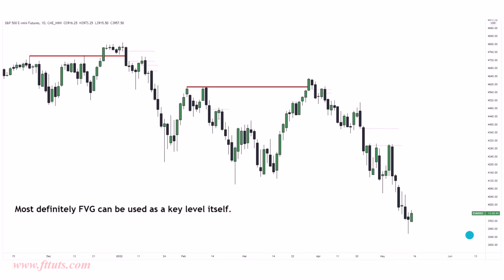But you could also use fair value gap as a key level itself. Okay, so you don't need to focus on the order blocks. Okay, you can just say I'm only going to focus on the fair value gaps. That's it. To be consistently profitable, you don't even need to know all about order blocks. Fair value gaps is really enough. If you can identify fair value gaps as key levels, then you could already be profitable. You don't need to understand order blocks in depth.